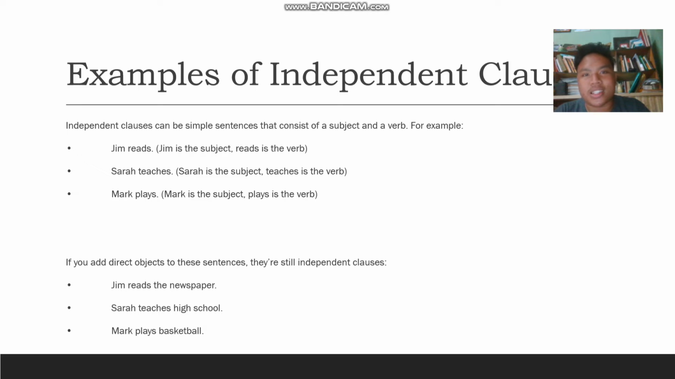Examples of independent clauses: independent clauses can be simple sentences that consist of a subject and a verb. For example, Jim reads. Jim is the subject, reads is the verb. Sarah teaches. Sarah is the subject, teaches is the verb. Mark plays. Mark is the subject, plays is the verb. If you add direct objects to these sentences, they are still independent clauses. Jim reads the newspaper. Sarah teaches high school. Mark plays basketball.